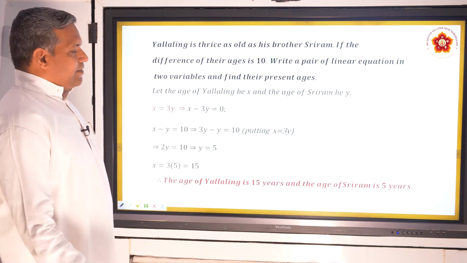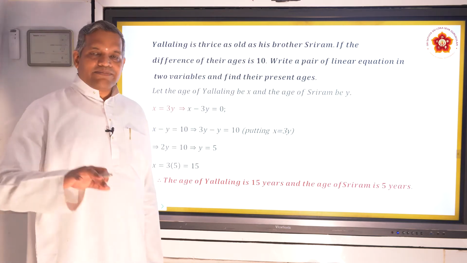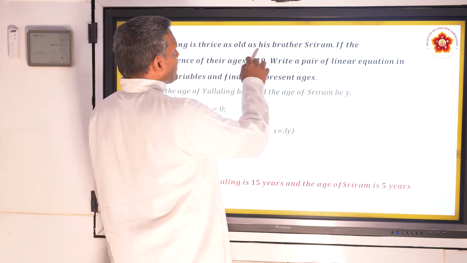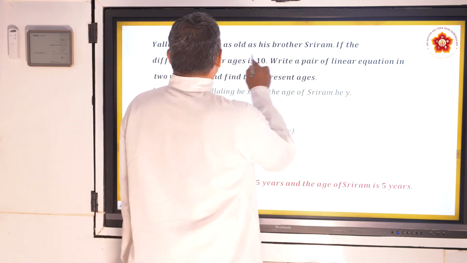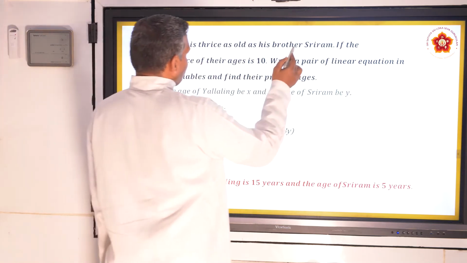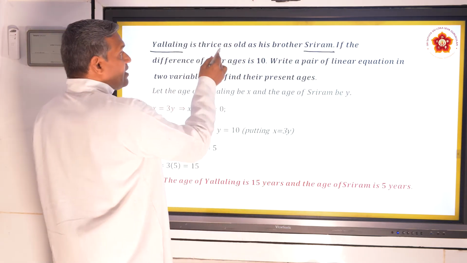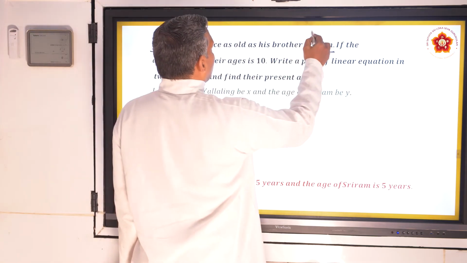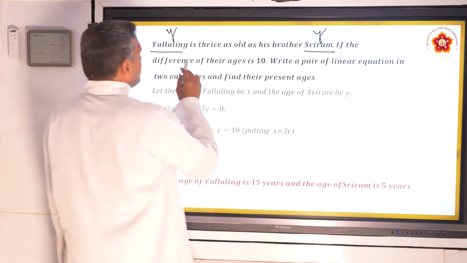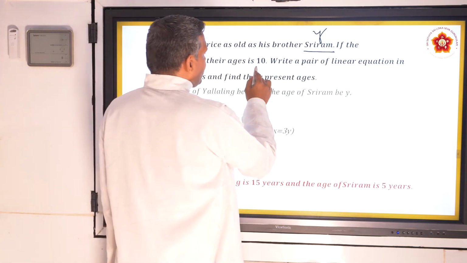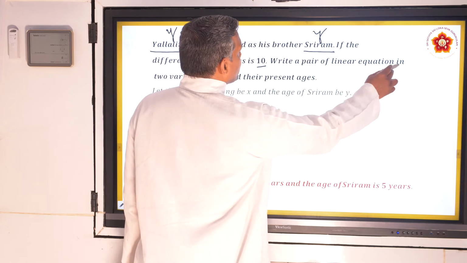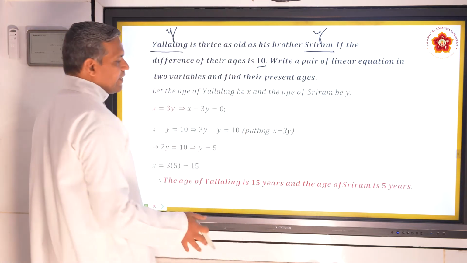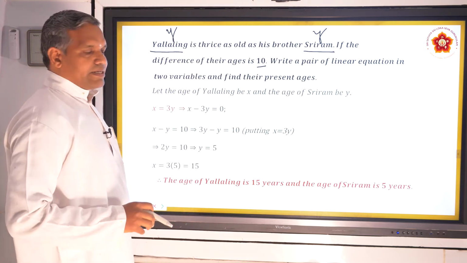Here is another sum, which is actually a statement to equation conversion. Yellaling is thrice as old as his brother Sri Ram. So there are two persons. One is Yellaling, the other one is Sri Ram. Yellaling is thrice as old as, he is the elder and he is the younger. And if the difference of their ages is 10, write the pair of linear equations in two variables and find their present ages. So we are trying to solve it also and get the present ages.